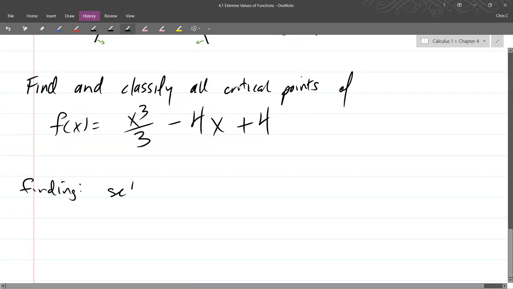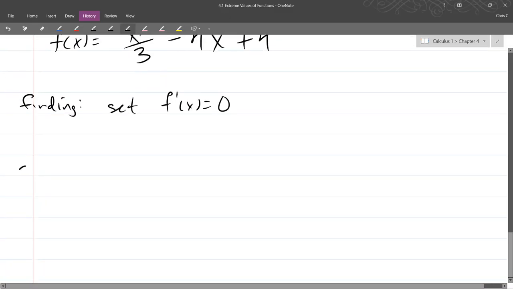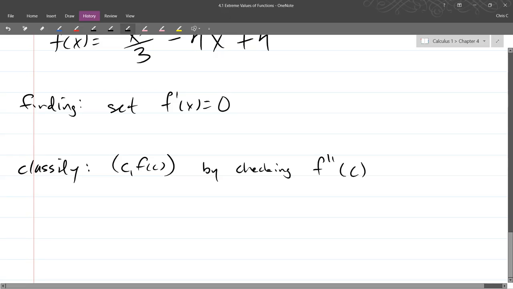So finding them, you're going to set f prime x equal to 0. To classify, if you know your critical point looks like C comma F of C, you're going to have more than one critical point. You're going to classify by checking F double prime of C.